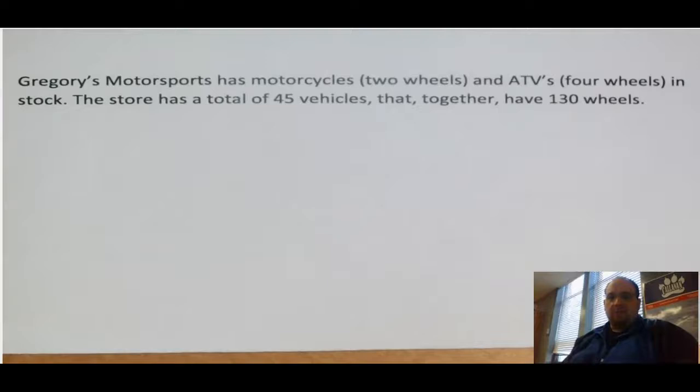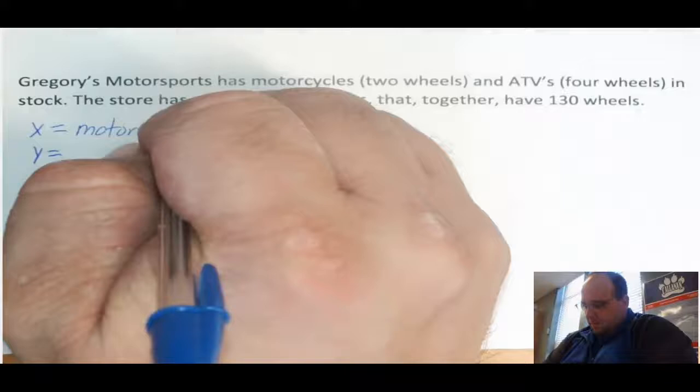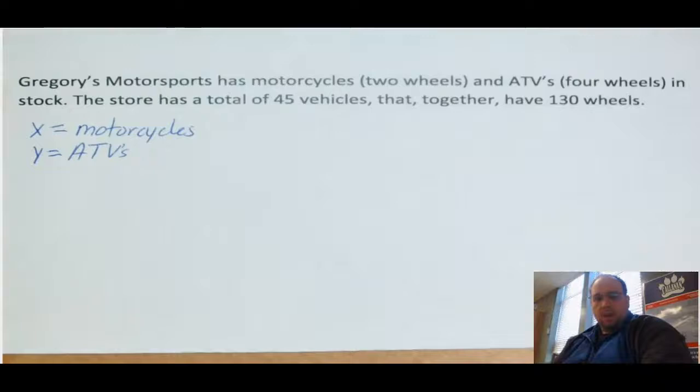So the first thing I'm going to do is identify and label X and Y to one of the two vehicles. So I'm going to call X my motorcycles, and Y is going to be my ATVs. Okay? So anytime I use X, I'm going to be referring to the motorcycles. Y is going to be ATVs.